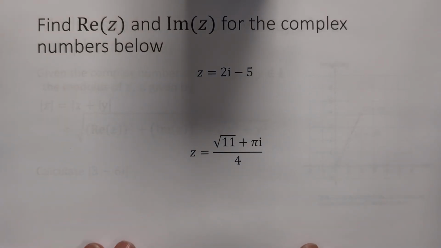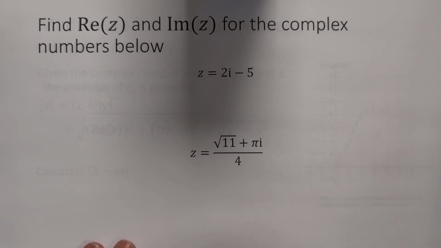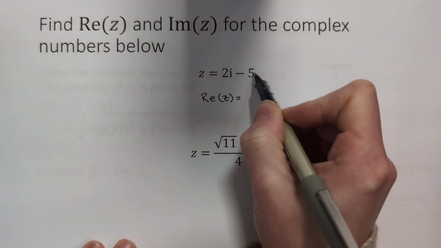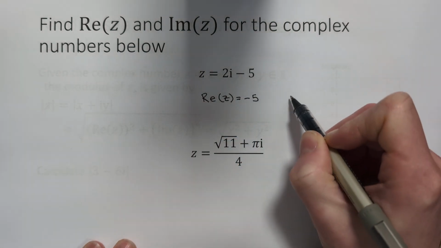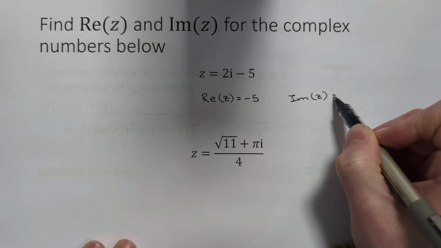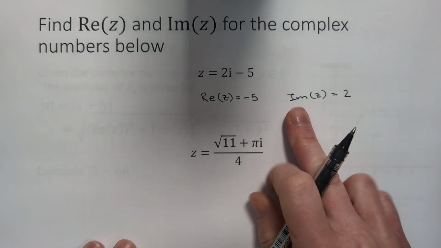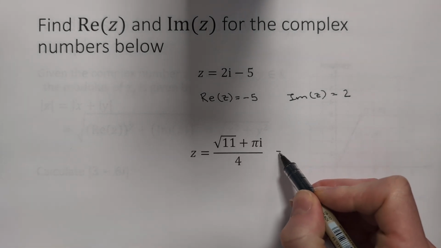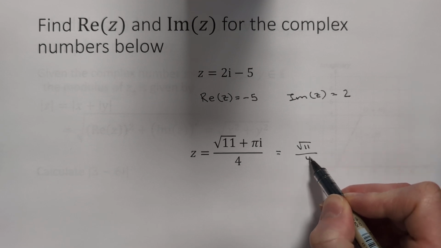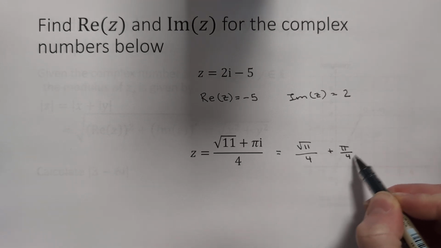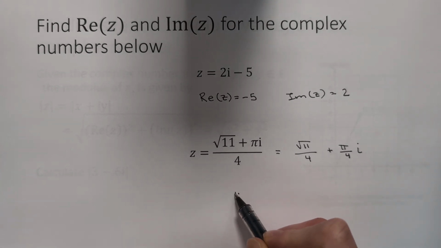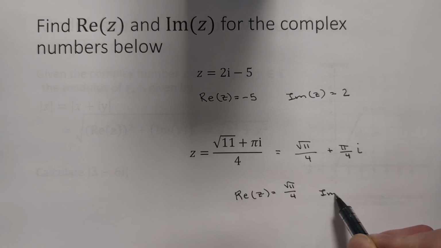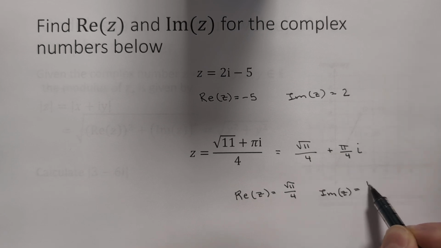So here are a few examples where we want to write the real and imaginary parts of each complex number. In this case, the real part of the complex number is -5. That's the part without the i. And the imaginary part of the complex number we see here is 2. This is already indicating that it has the i as the imaginary part. Here we have an example. I can split that up to make it perhaps a bit more clear. So the real part of this complex number is the square root of 11/4. And the imaginary part of this complex number is pi over 4.